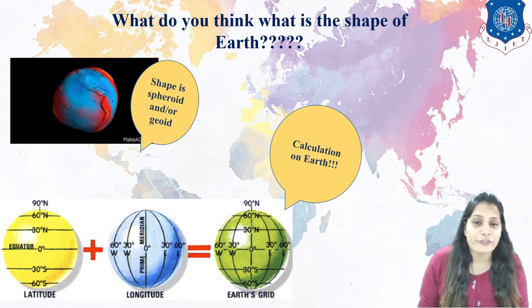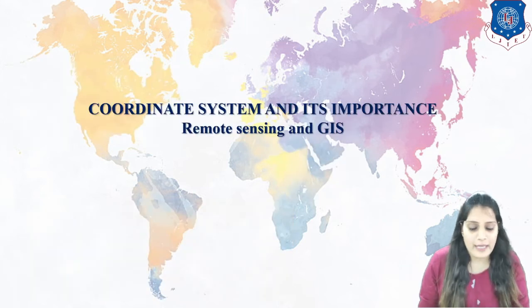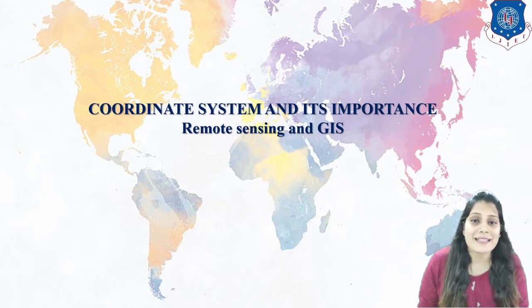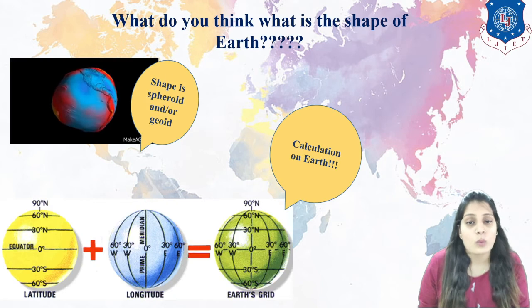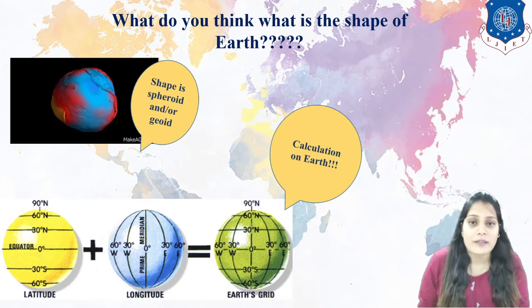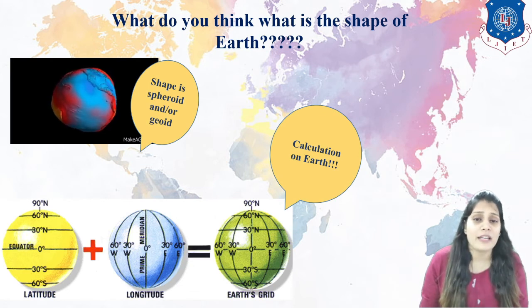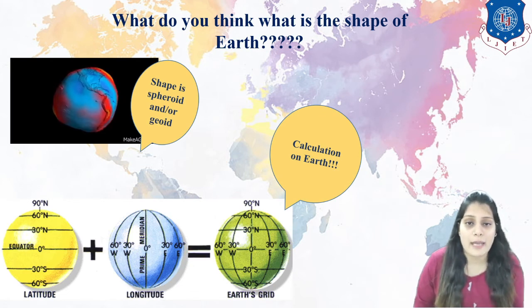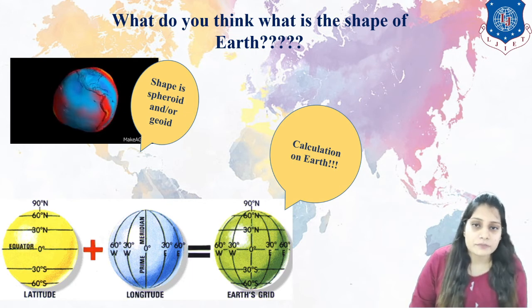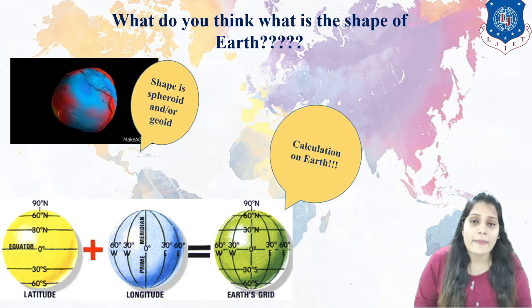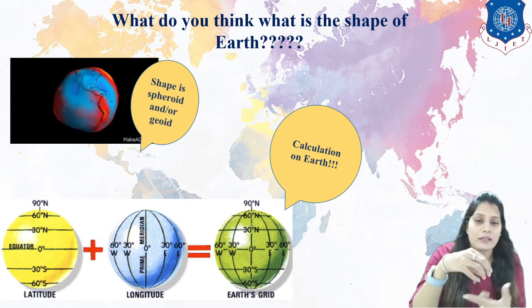So after doing this only, we have derived the coordinate systems. What is a coordinate system and its importance? Because this is the coordinate system we are going to see in detail also. But let me tell you why we are doing the coordinate system concept. What is the importance of it? Basically, Earth is divided into latitudes and longitudes, and we have got the Earth's grid. Now it is a geoid or spherical shape.